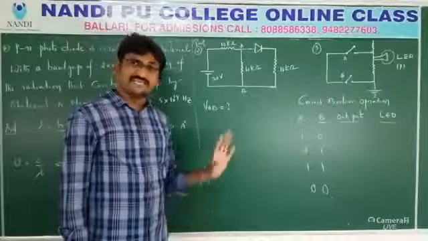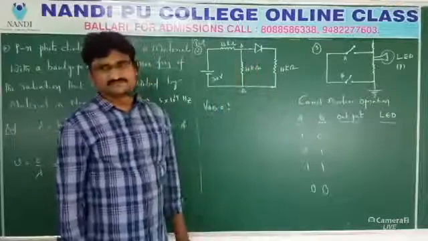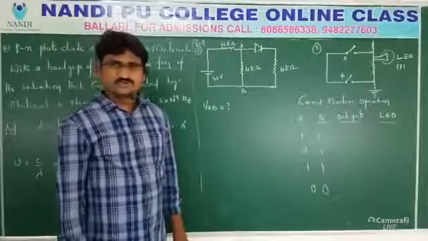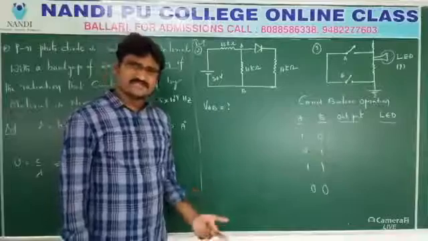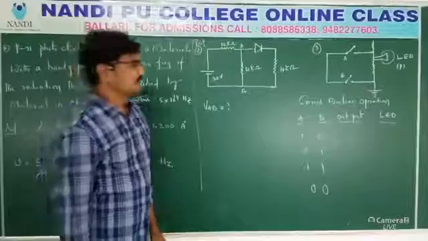Almost you have an idea from current electricity. Just here, what is extra? Diode only. What we have to do? We have to know whether the diode is forward bias or reverse bias. Then everything comes easy. Right.